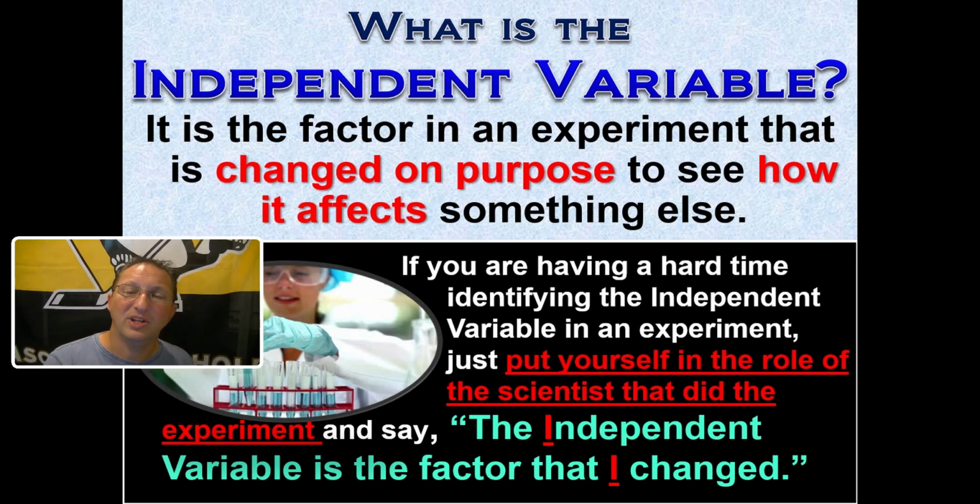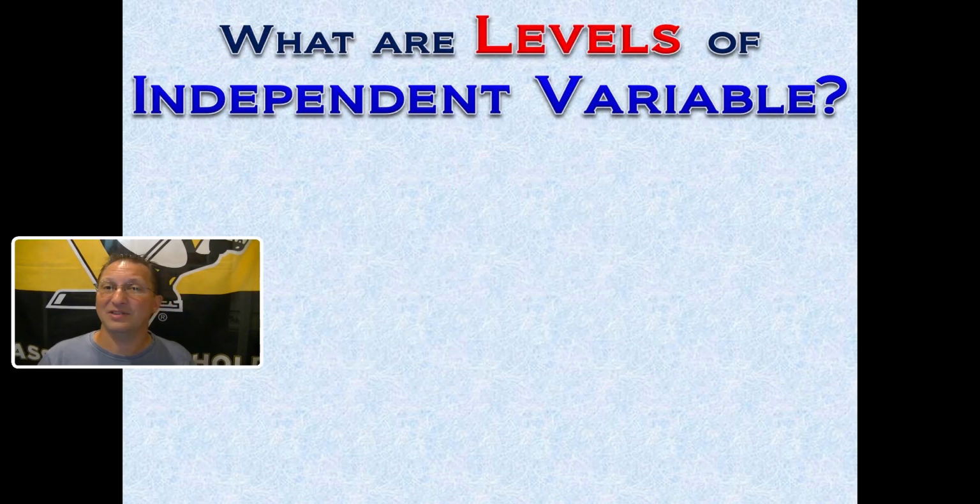All right, what did we change? What did we do? So in the example with the test, the students, what did we change? We changed the noise level of the room. Okay, so the independent variable is what the experimenter has changed on purpose in order to test to see if it has an effect.